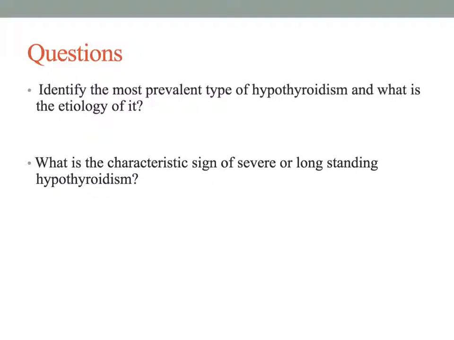These are some questions just to ask yourself to check your learning. Question number 1: Hashimoto's thyroiditis is the most prevalent type of hypothyroidism, and that's an autoimmune disorder. A characteristic sign of severe or long-standing hypothyroidism is myxedema.